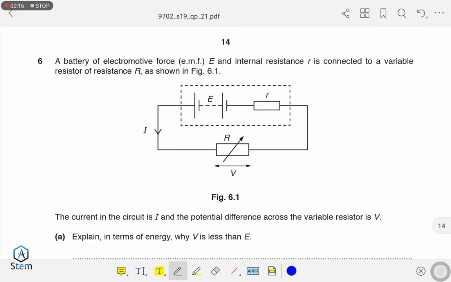Now to question number 6. A battery of electromotive force E and internal resistance r is connected to a variable resistor of resistance R as shown. The current in the circuit and the potential difference, okay, that information is given. Explain in terms of energy why V is less than E.